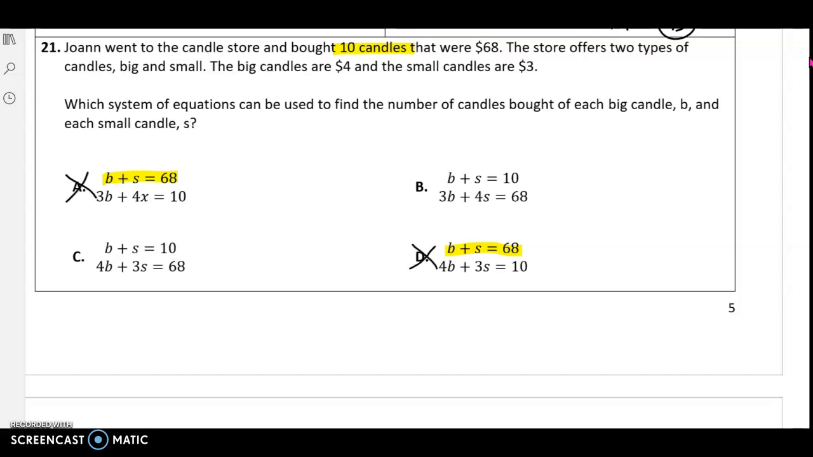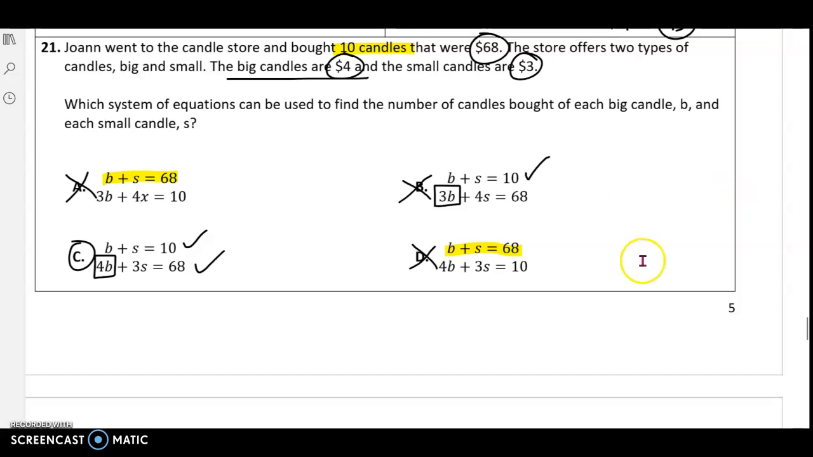This equation is correct. The number of big candles plus the number of small candles is 10. The total money-wise, big candles are $4. You see that right here. Big candles are not $3. Boom, it is C. Big candles are $4, small candles are $3 for a total of $68. All of the money should go into the same equation. Keep that in mind. All right, let's plug a problem number 22.